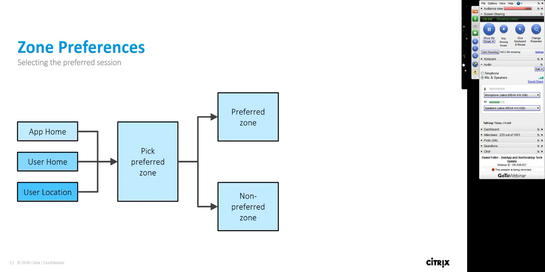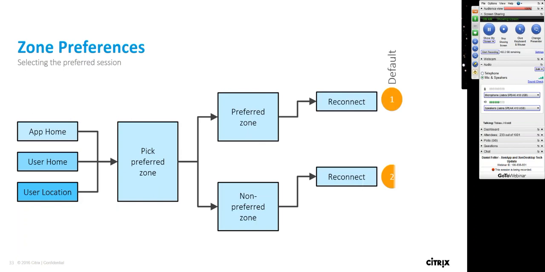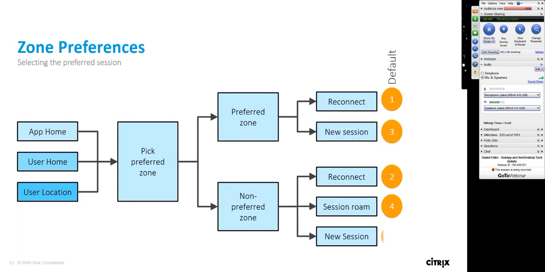Now, how the system decides where to run your session is based on some criteria. First thing it's going to try to do is reconnect you to a session in your preferred zone. If you don't already have a session running in your preferred zone, it'll try to reconnect you to a session in a non-preferred zone. Because the whole premise here is we want to save on resources. And this is the default config. If you don't have a session already running in your preferred or non-preferred zone, it's going to create a new session in your preferred zone.